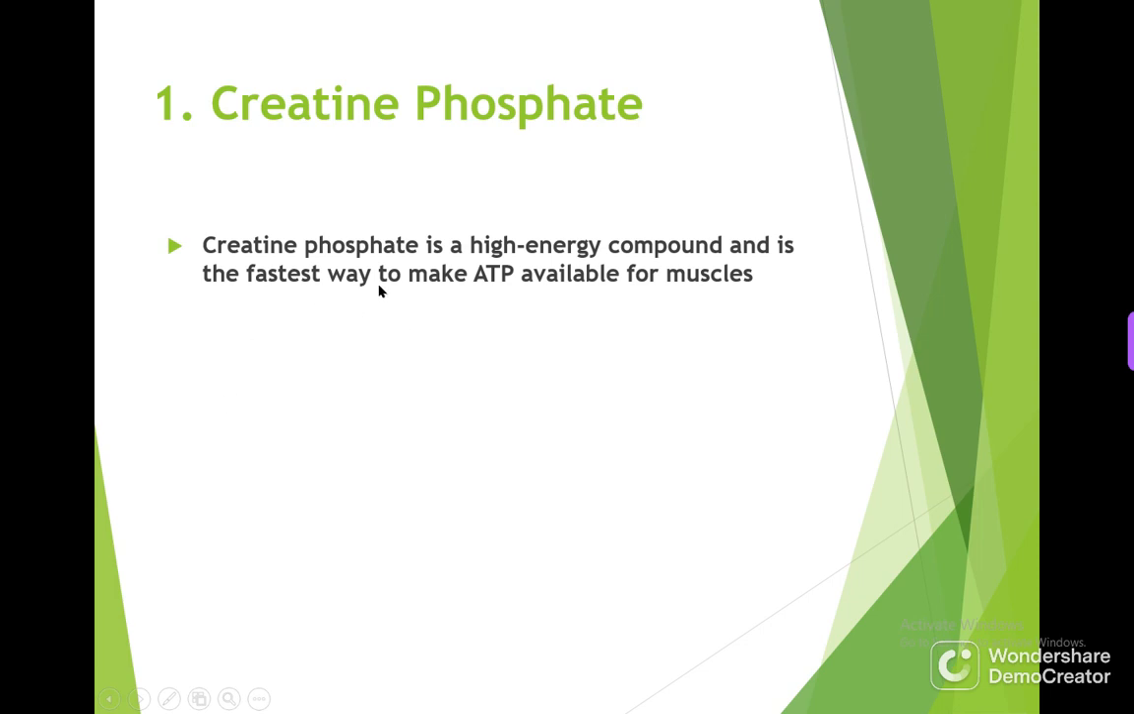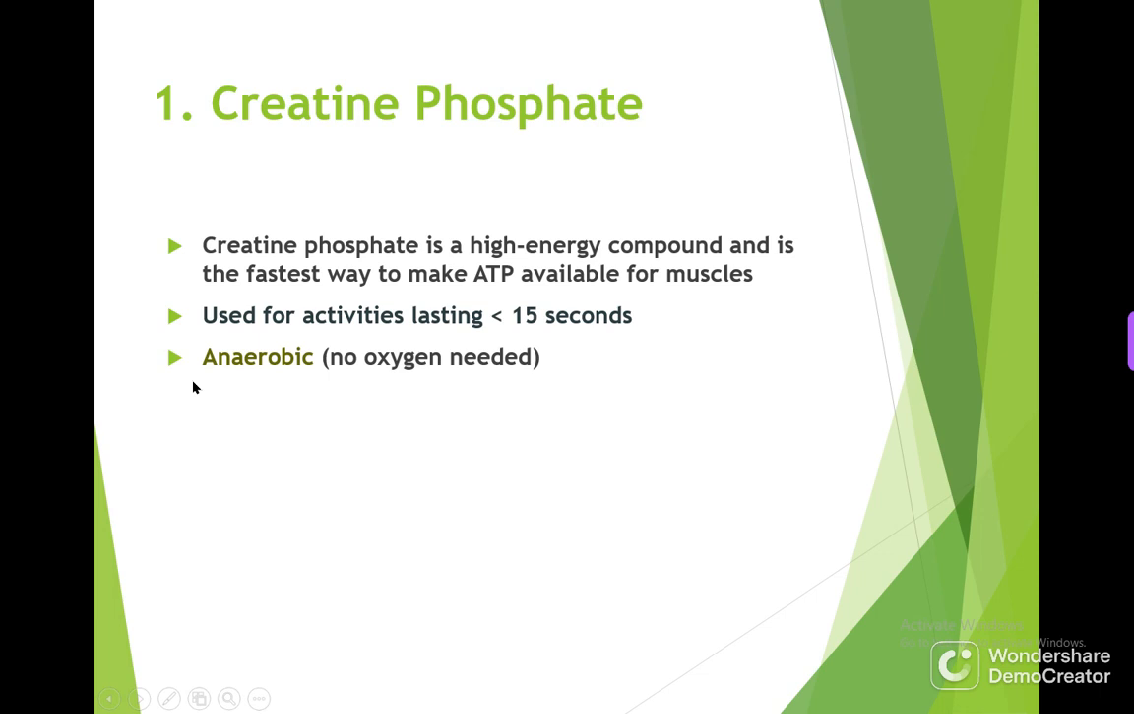It is the fastest way to make ATP available for the muscles because of the channels. It will be consumed by the channels. It is used for activities lasting less than 15 seconds. And the anaerobic type, where oxygen is not needed here, will be converted to the fermentation procedure. The reaction is creatine phosphate plus ADP forms creatine plus ATP.